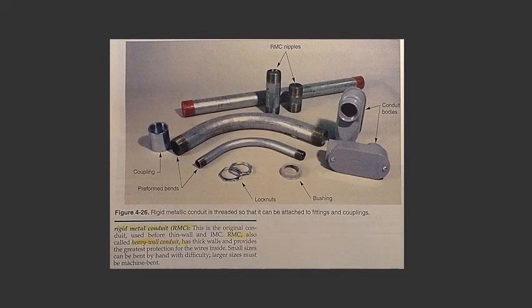Code alert, section 344.46. Where a conduit enters a box, fitting, or other enclosure, a bushing shall be provided to protect the wire from abrasion unless the design of the box, fitting, or enclosure is such as to afford equivalent protection.